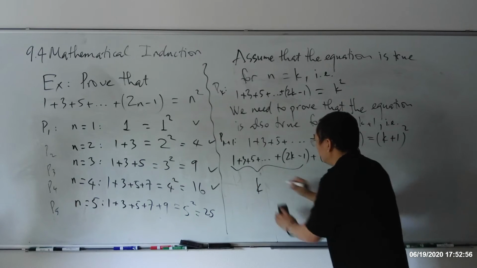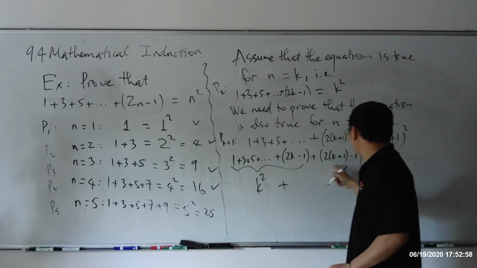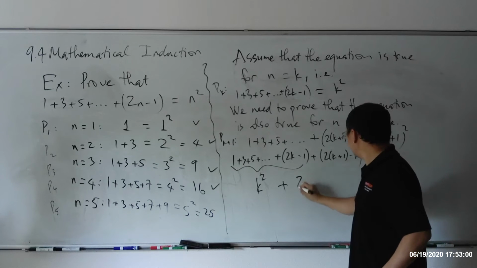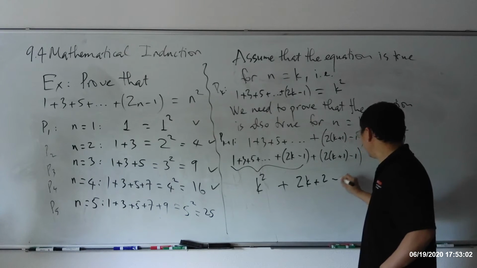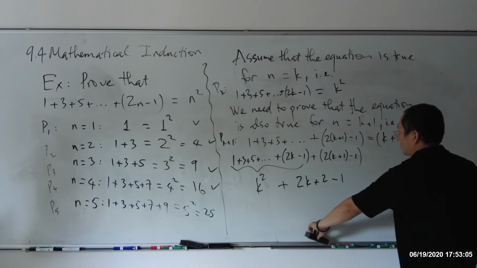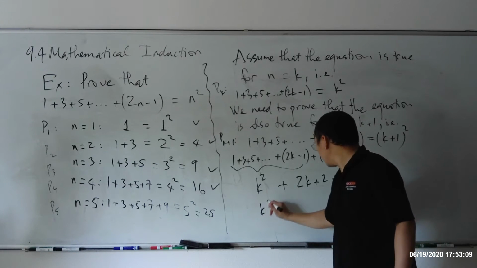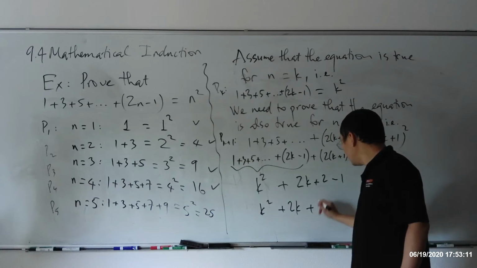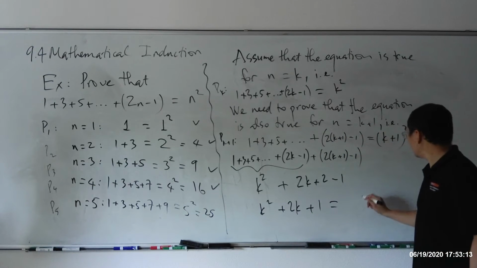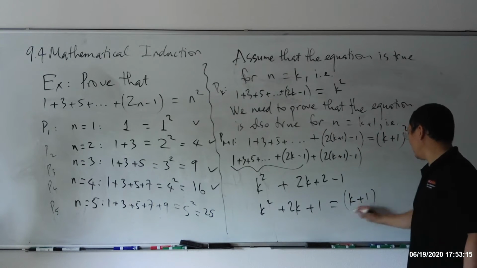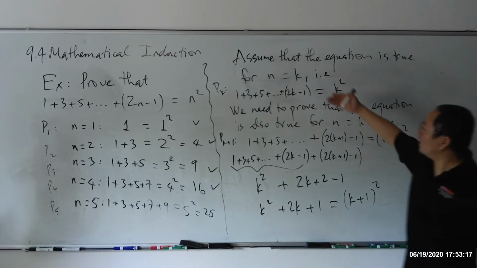And hopefully, k squared plus, we're going to simplify this a little, right? So 2k plus 2 minus 1 will be equal to k plus 1 squared. And this is k squared plus 2k plus 1. I combine the like terms. That's really equal to k plus 1 squared. So that's true, right?